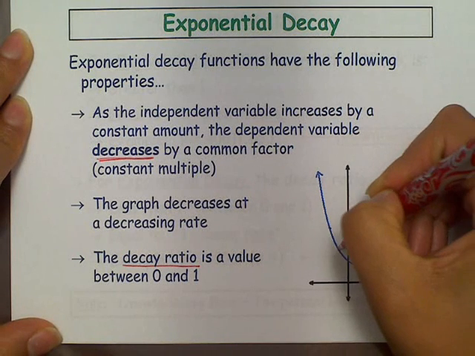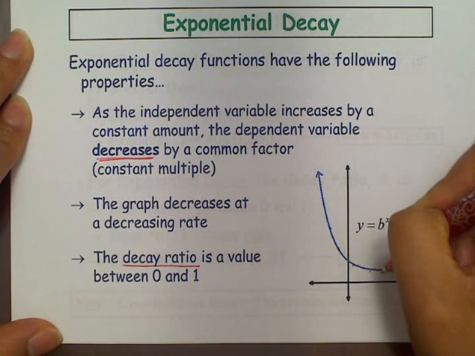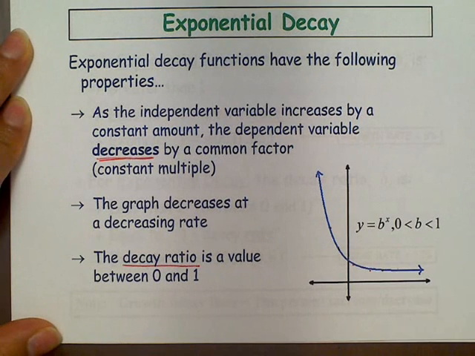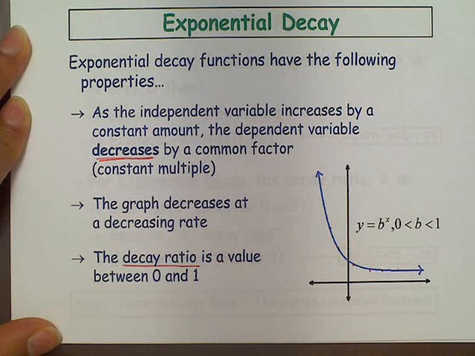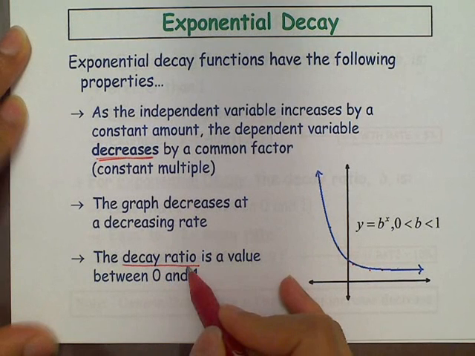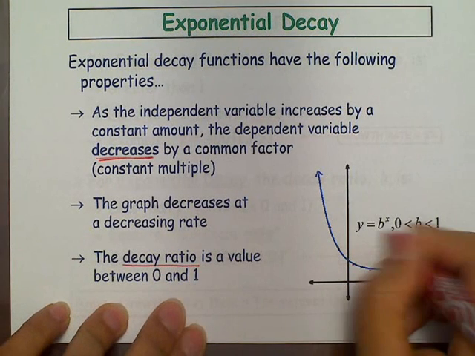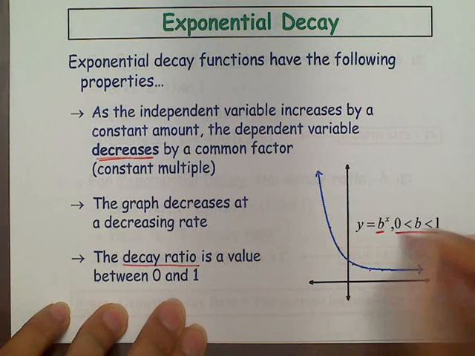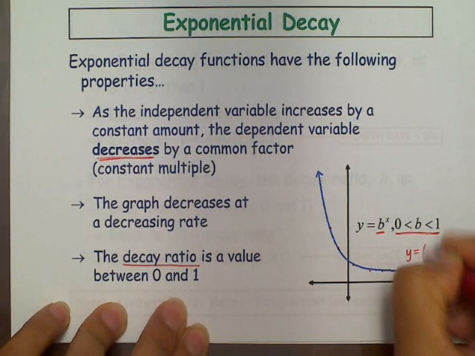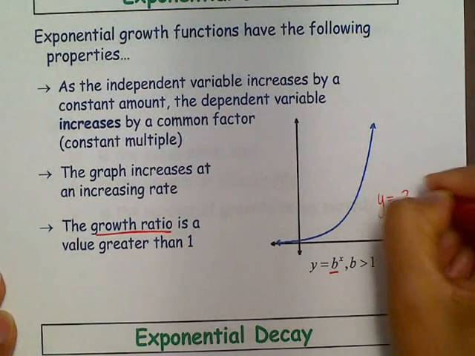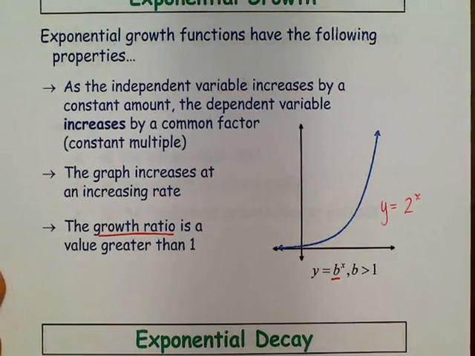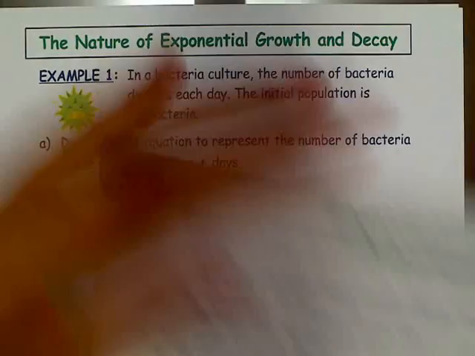So initially it's decreasing really fast, and then it starts to decrease slower and slower as you move across the graph. Okay, so there's a huge jump, and then the jumps get smaller and smaller as you move across. And the decay ratio is a value between 0 and 1. So the base of the function is a number that's between 0 and 1. So for example, this could be y equals 1/2 to the exponent x, whereas the previous example could be something like y equals 2 to the exponent x. Okay.